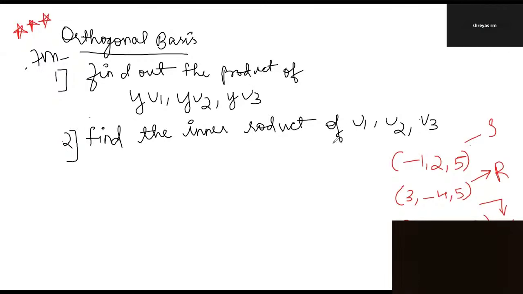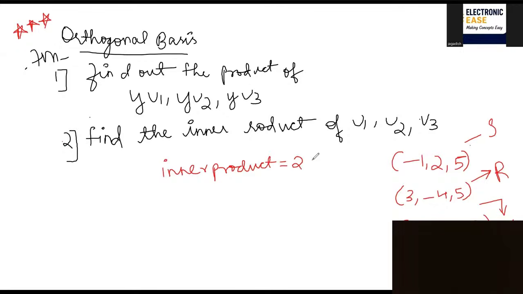29, sir. Inner product 29. Is that correct, children? Ramya, is that correct? Yes, sir. 30, sir. Very good, Ramya. 30 is the correct answer.